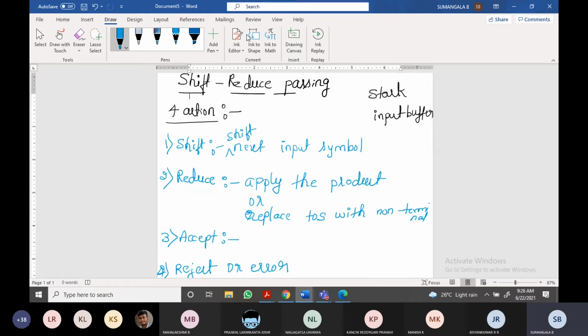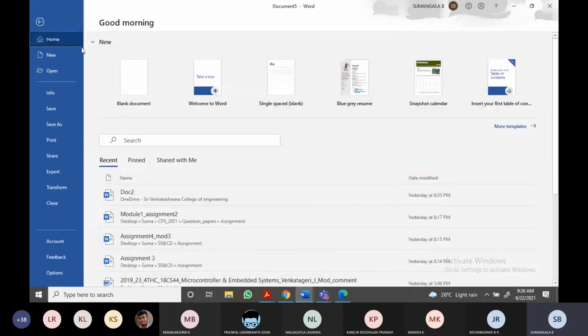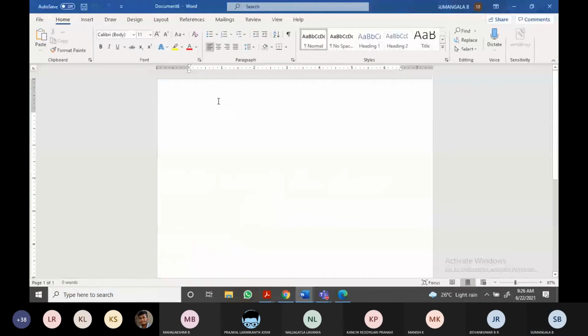So we will solve a problem on this shift reduce parsing. Anyhow, you can remember shift, reduce, accept and reject. Shift reduce will come first, later accept or reject. That means the last step here is accept or reject. So I will take a new one.